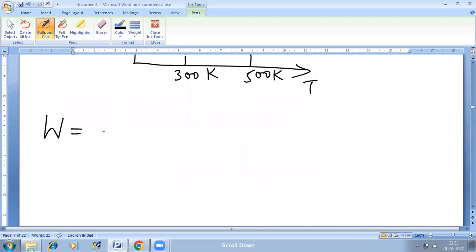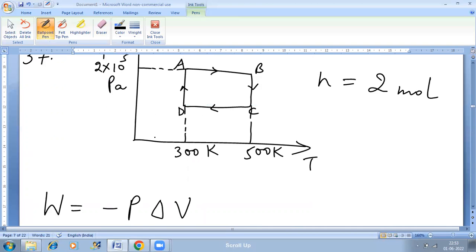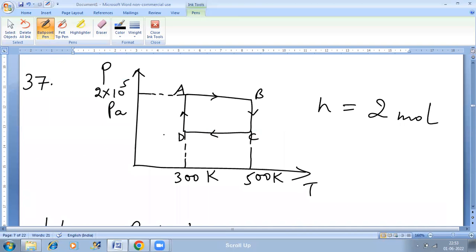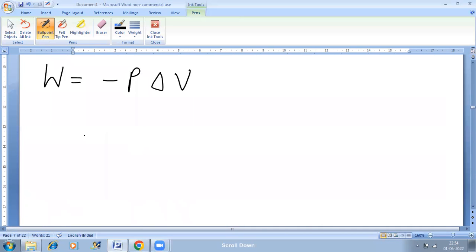Work done is equal to minus P delta V. Now, how can I use this formula directly? I'm using this formula directly because the value of pressure is constant when the process moves from A to B. That means I can consider it to be an isobaric process. The pressure is 2 into 10 raised to 5 Pascal. Hence, I have used this form. So minus 2 into 10 raised to 5 Pascal. SI units need to be considered. I'm considering SI units.